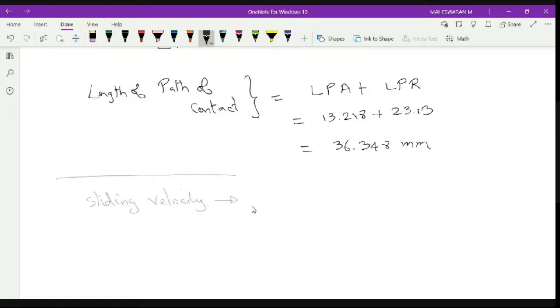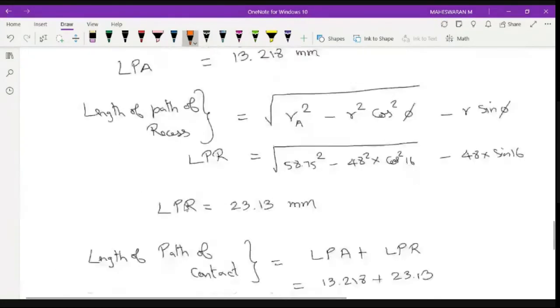Pitch line velocity. Based on the formula, it will be omega 1 plus omega 2, into length of path of approach or recess. So that is what we are identifying. We need omega 1 and omega 2, which are the main data. We already identified the length of path of approach and length of path of recess. Now let us identify omega 1 and omega 2.